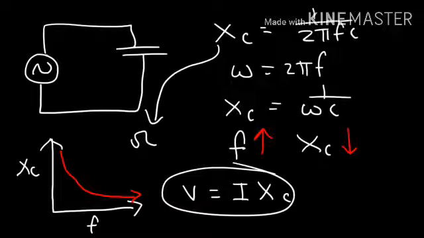Now, just as an inductor can store energy temporarily in its magnetic field, the capacitor can store energy temporarily in its electric field. In an AC circuit, the voltage is constantly increasing and decreasing.